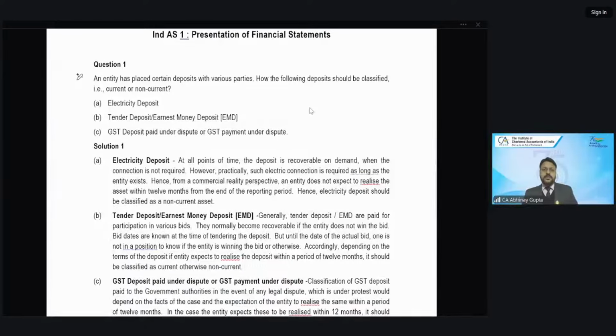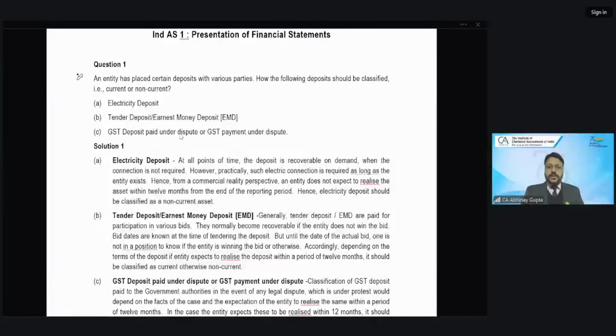Let's start. So we will be covering two standards in today's discussion. First of all, we will start with Ind AS 1, Presentation of Financial Statements, and the second one is Ind AS 34, Interim Financial Reporting. Right. So we'll start with Ind AS 1.